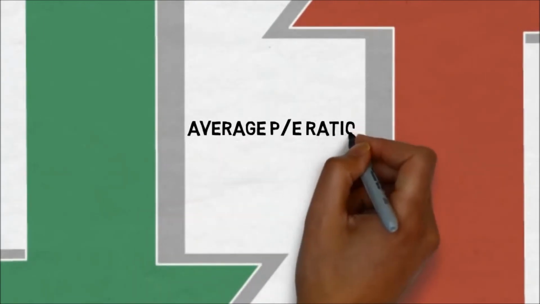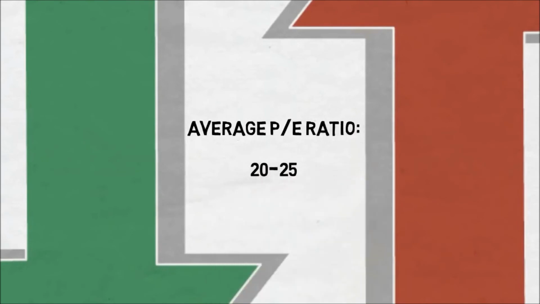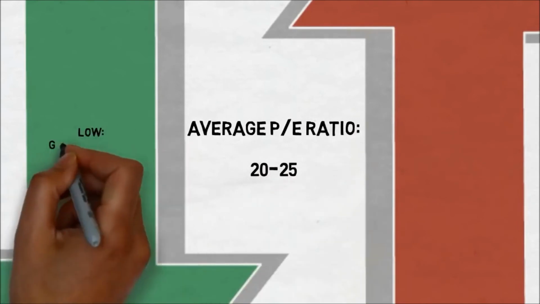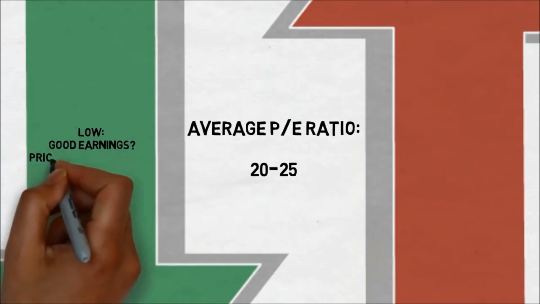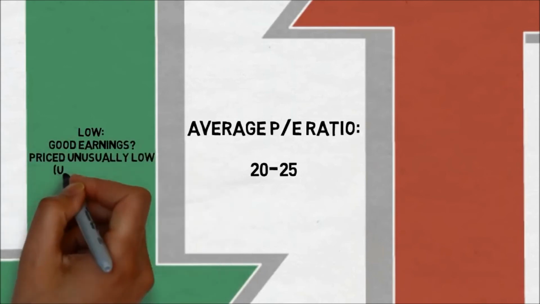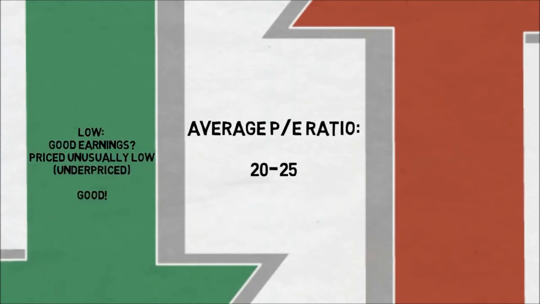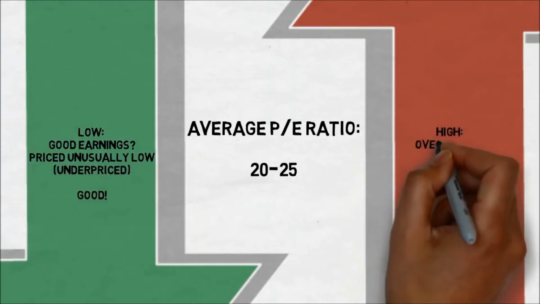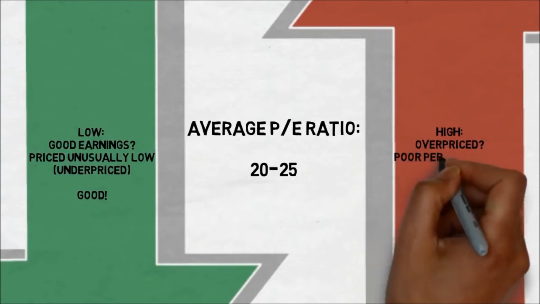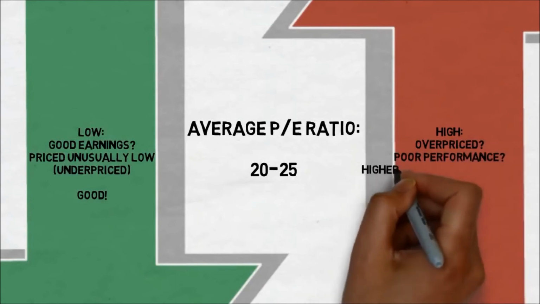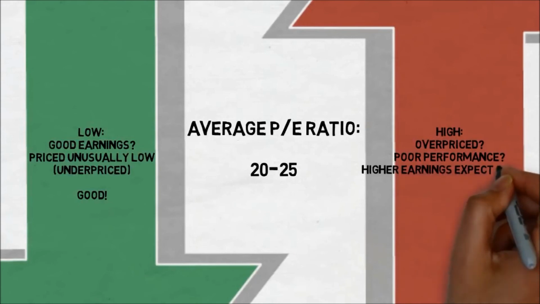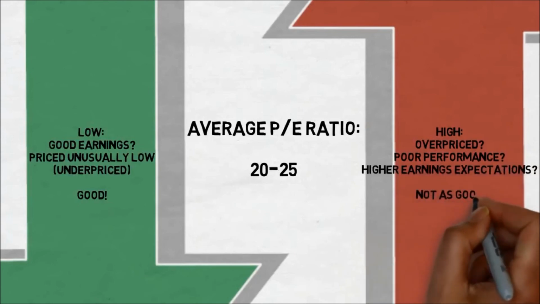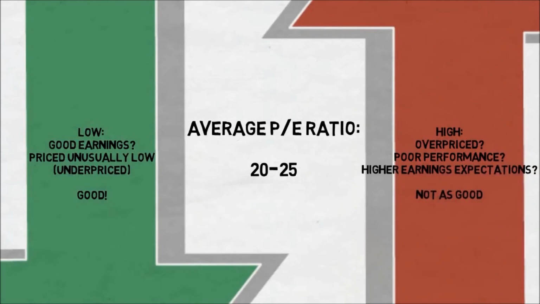Now, the average PE ratio, when you look at different companies all over, is usually around 20 to 25. When it's lower than that, it can mean that the earnings are good, that they're underpriced, and that's usually a good thing. When it's higher than that, it can mean the company is overpriced, that there's poor performance, or that the market expects the company to have higher earnings in the future. So they give it a higher valuation, an overprice, because they expect the earnings will catch up. And that is not as good. I'm not putting bad here because it's just not as good.